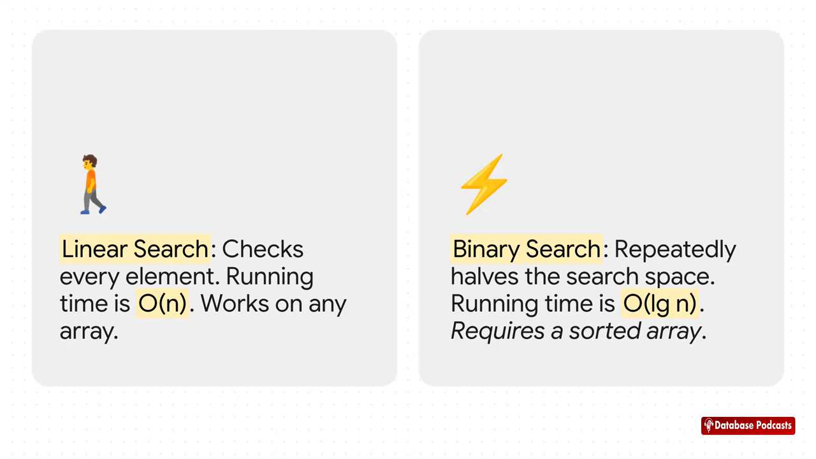We can compare our simple linear search with a more clever algorithm called binary search. Now, binary search is way faster. Its worst case is O of log n, which is just phenomenally better than O of n. But there's a catch, isn't there always? It only works if the array is already sorted. This shows us there's often a trade-off to consider.